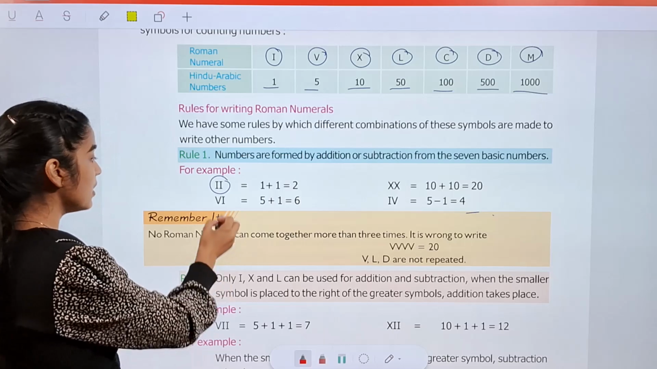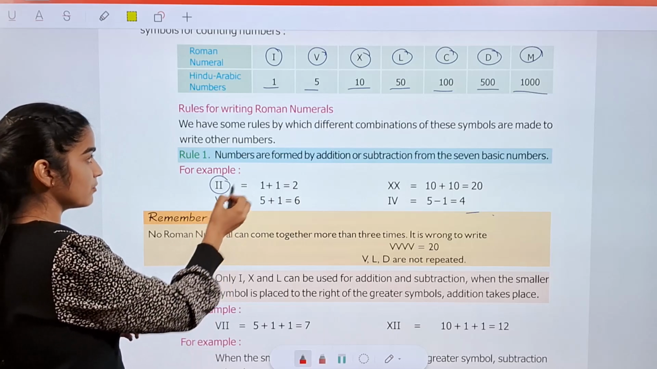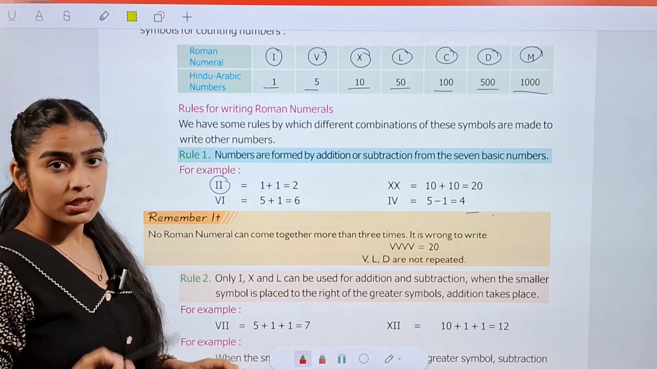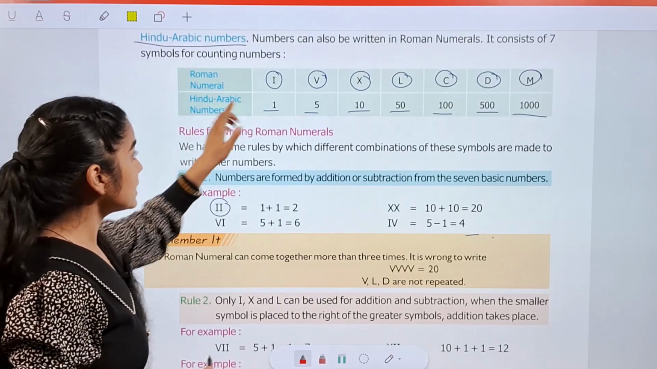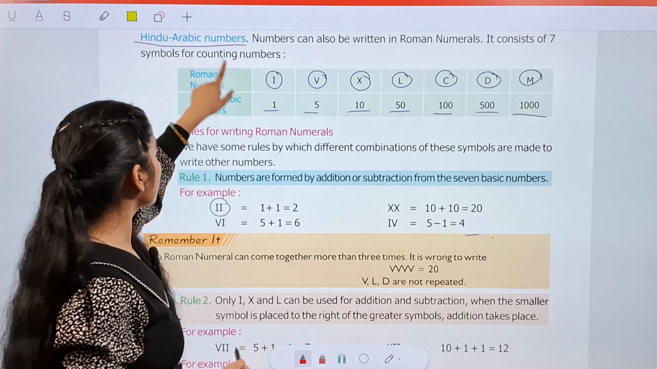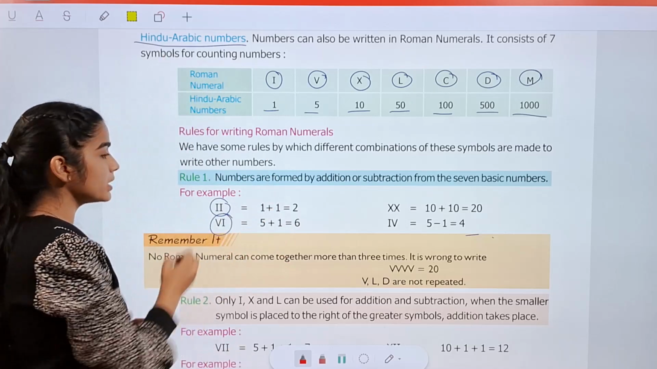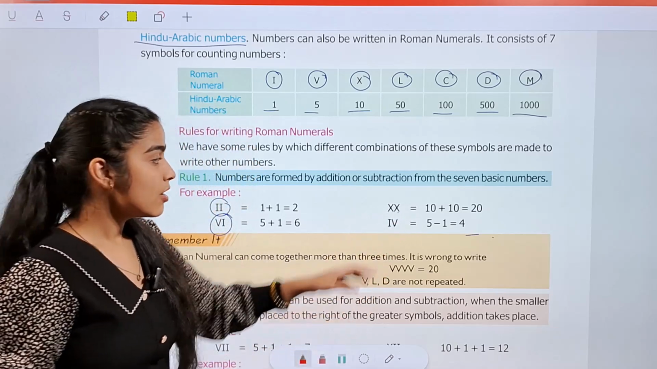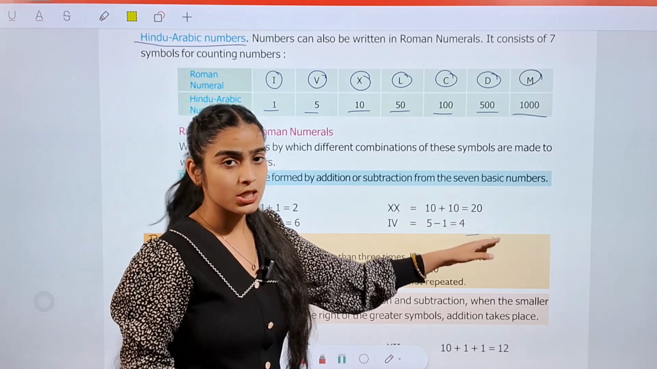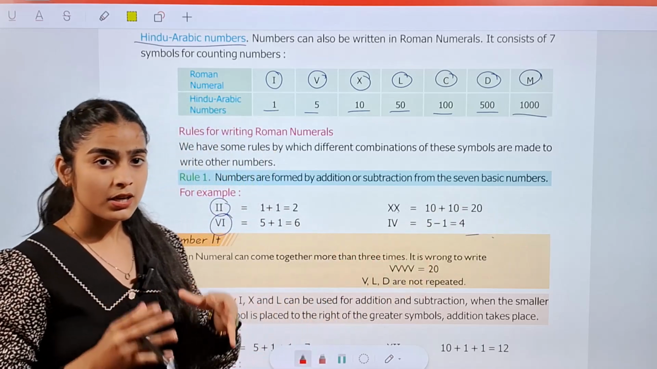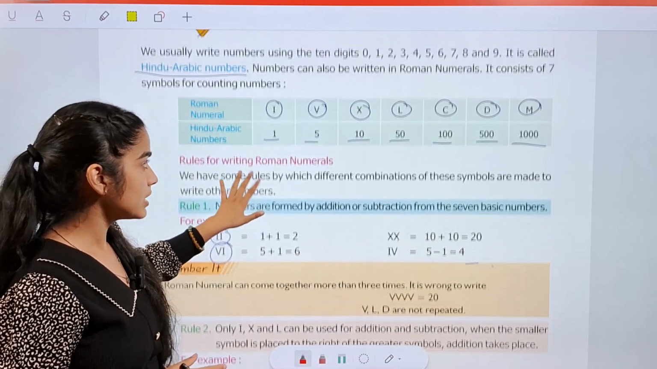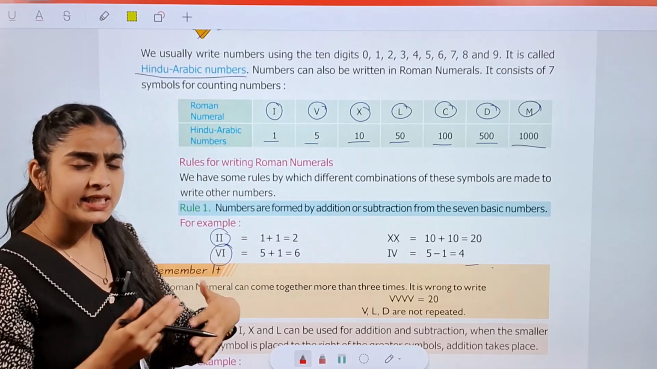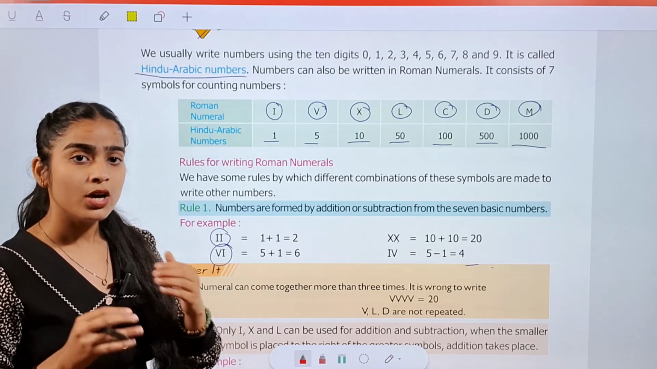Then second, we have V and I, which means 5 plus 1 is equal to 6. In this we are representing number 6, a Hindu-Arabic number, in the form of Roman numbers. Similarly, when we have XX, it means we are adding 10 plus 10, which is equal to 20. The main thing is to see that these are your 7 symbols, and by interchanging their positions you can write your Roman numbers.